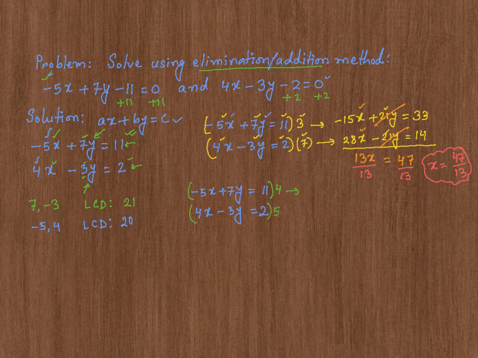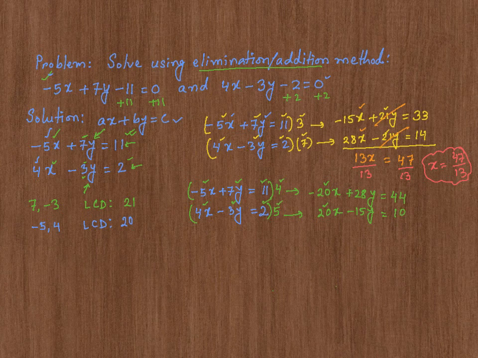If I did that, I am going to get 4 times negative 5x is negative 20x. 4 times 7y is 28y. 4 times 11 is 44. Similarly, from this one, 5 times 4x is 20x. Look, these coefficients are positive and negative, the same value. One is 20, the other one is negative 20. So when we add them, they're going to cancel out. Negative 3y times 5 is negative 15y. And 5 times 2 is 10.